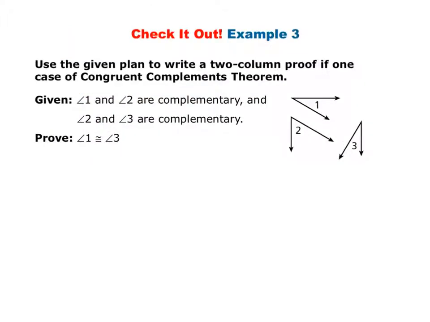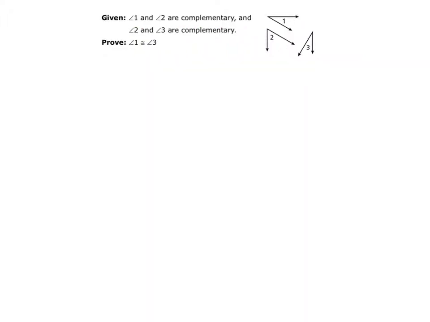The example is on, I guess, slide 13. But the 2-column proof is on 15, so we're just going to skip to 15. But if you need to go back and look at the problem, it's on 13 and 14.